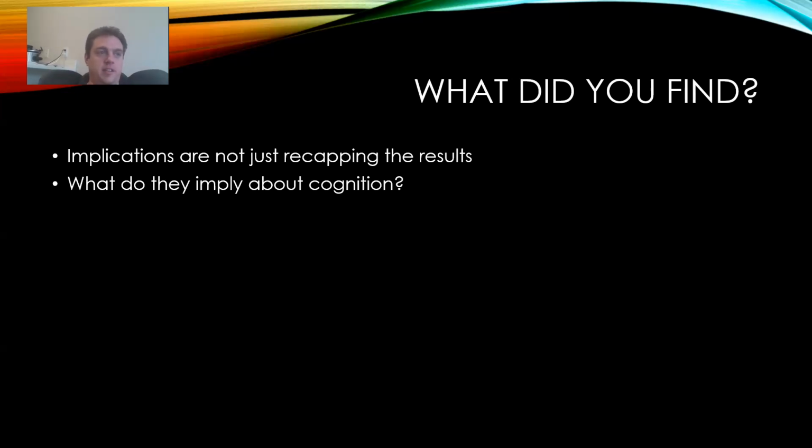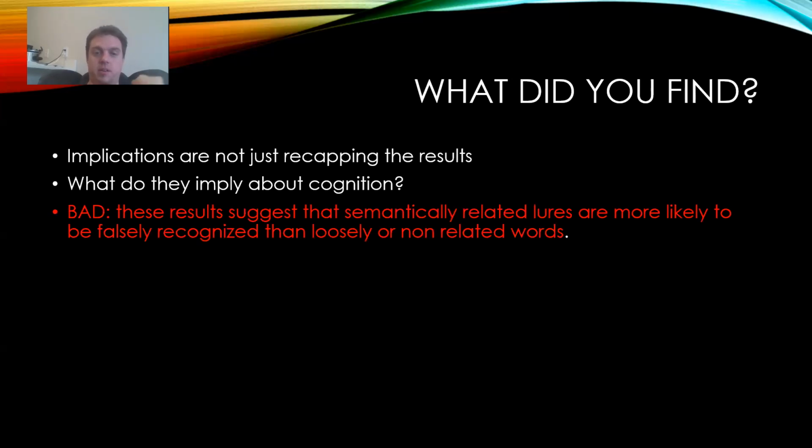So you're not just going to be in the next section saying "this suggests," let me give you an example from the DRM. You can go review that if you need to. These results suggest that semantically related letters are more likely to be falsely recognized than loosely or non-related words. That's not really an implication. That's recapping the results. So we want to recap our results, but then we want to go on to what does this actually tell us, bigger picture, about memory or attention or whatever it is we're studying. So this right here is not an implication. This is just saying what happened in our experiment.